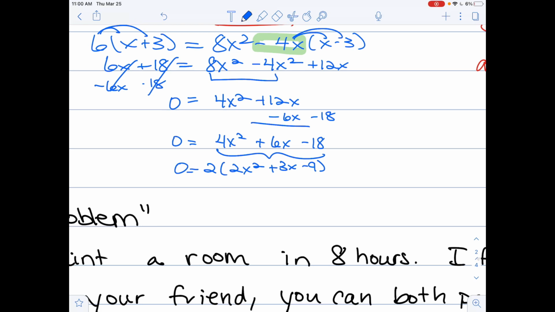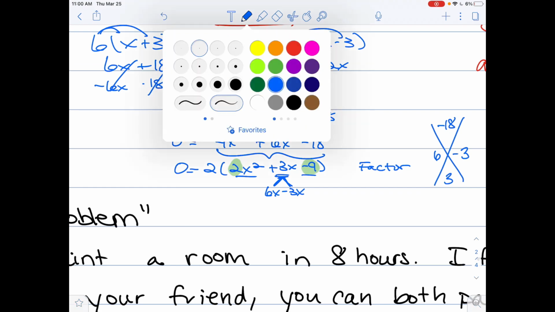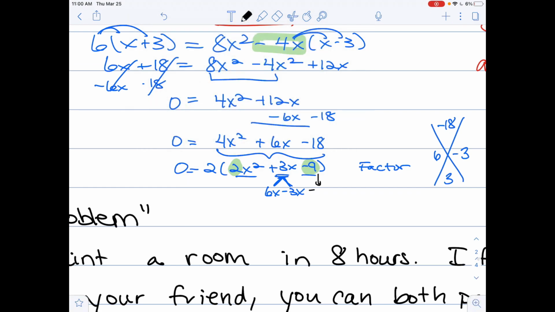So if I'm going to factor this now, we've got 3 terms, and the a is not a 1, it's a 2. So we're actually going to have to multiply 2 times negative 9, which is negative 18, and the 3 goes in the bottom. So what multiplies to negative 18 and adds to 3? I know there's a 6 and a negative 3 that can work, and then we're going to split up that middle term. This becomes 6x minus 3x. We're going to bring down the minus 9 and bring down the 2x squared.